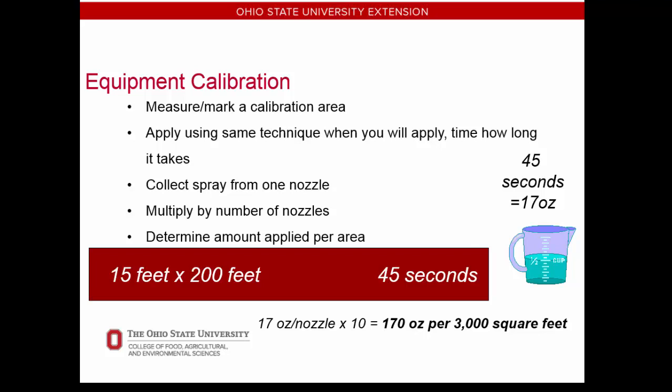Multiply by the number of nozzles on the boom. Measure the spray width of your boom and multiply by the calibration course. You're done. You have determined the amount of spray delivered to a known area.